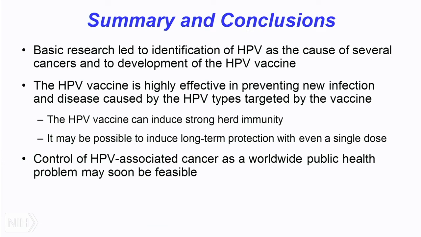So let me summarize. Basic research led to identification of HPV as the cause of several cancers and development of the vaccine. It's highly effective in preventing new infection and disease caused by the HPV types targeted by the vaccine. It can induce strong herd immunity, and it may be possible to induce long-term protection with even a single dose, but we don't know that. That's why we do research. And finally, control of HPV-associated cancer as a worldwide public health problem may soon be feasible. Thank you very much. Look forward to your comments and questions.